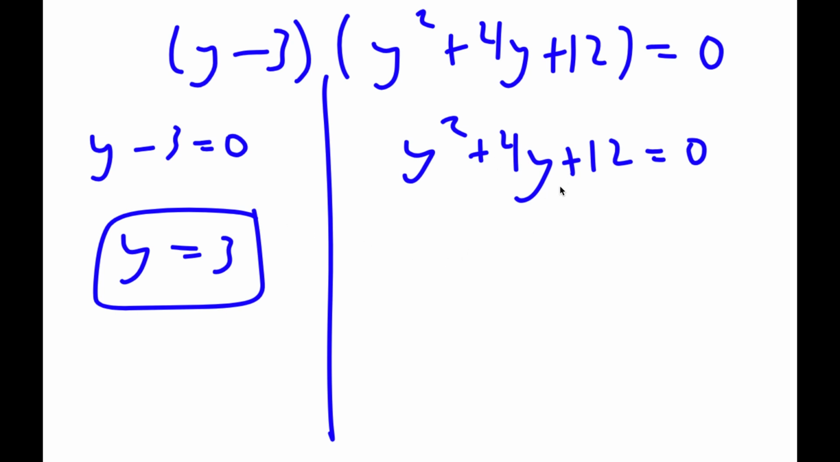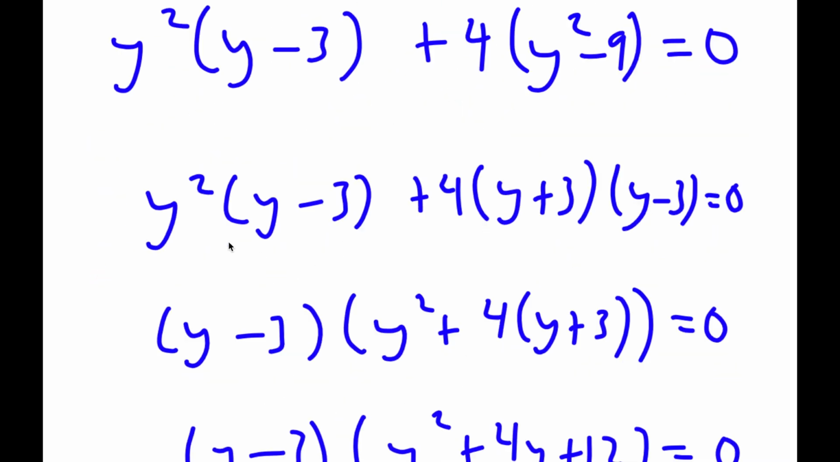And for y squared plus 4y plus 12 equals 0, well, if you actually put this in the quadratic formula, you get the square root of a negative number, and you can't take the square root of a negative number, so this is wrong, and the only solution for y is y equals 3.